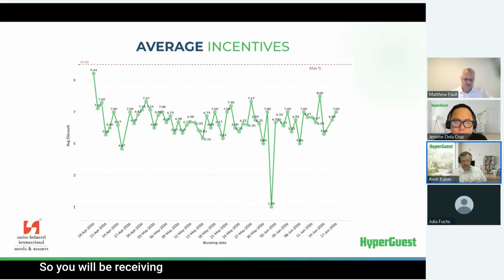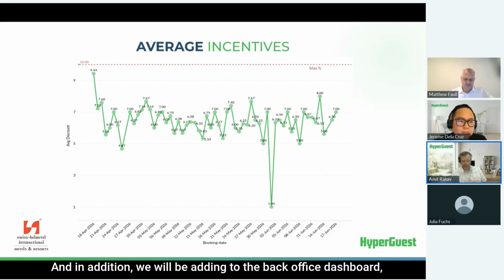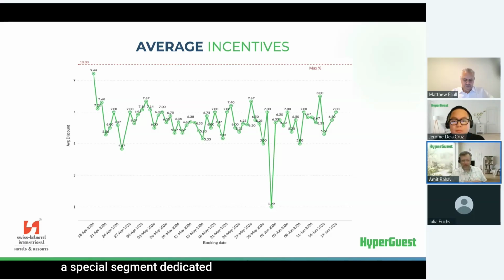So you will be receiving such reporting from your account manager. And in addition, we will be adding to the back office dashboard a special segment dedicated to Compass statistics as well. Until you see it in the back office, you will be able to get it from your account manager.